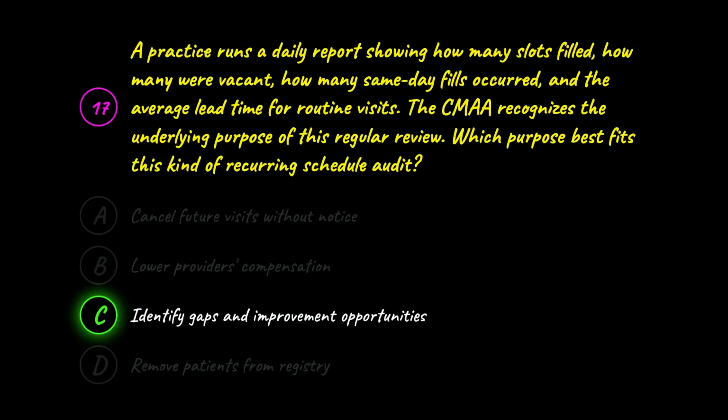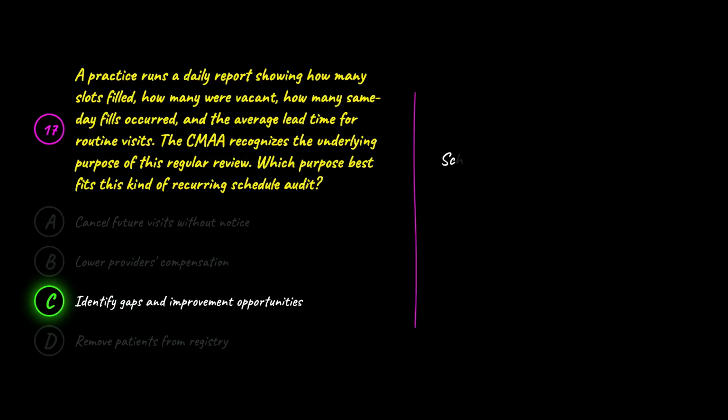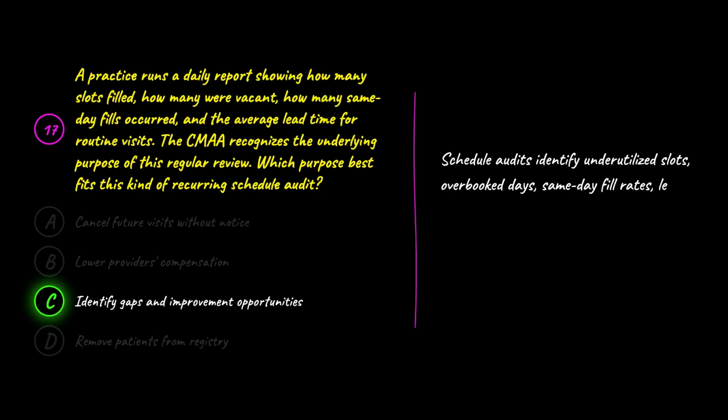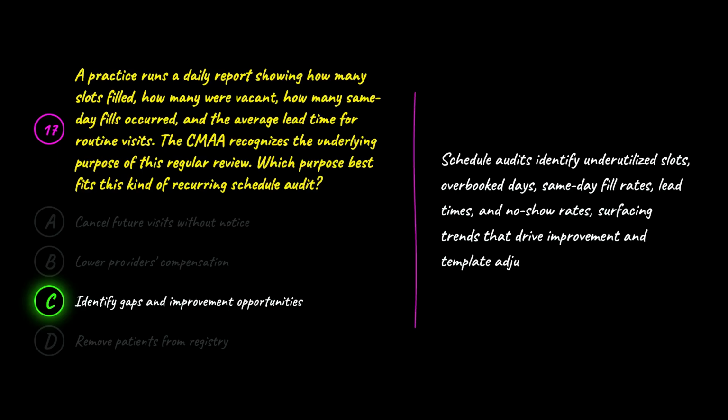The correct answer is C. Identify gaps and improvement opportunities. C is correct because schedule audits identify underutilized slots, overbooked days, same-day fill rates, lead times, and no-show rates, surfacing trends that drive improvement and template adjustments by the operations leader and the clinical team.